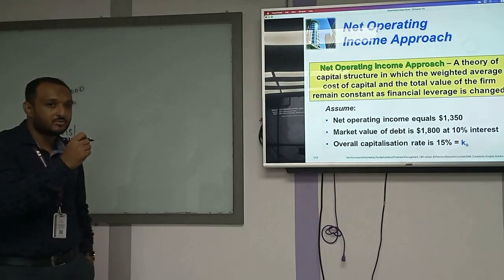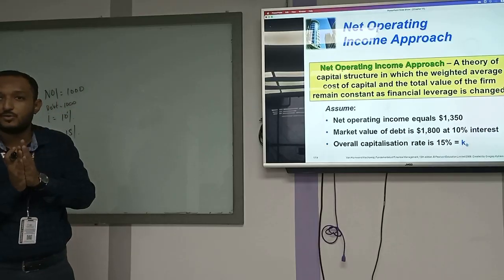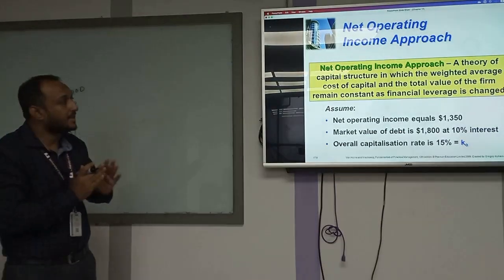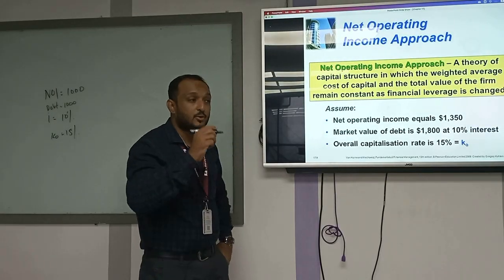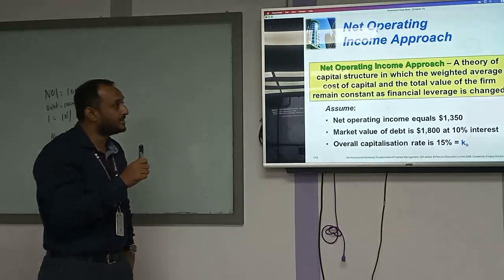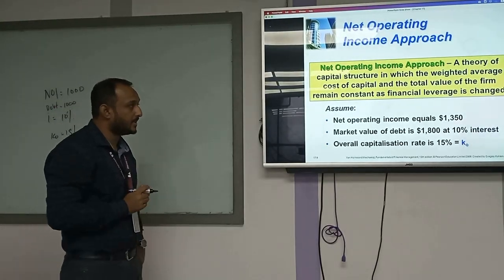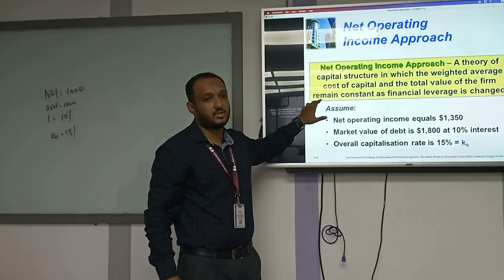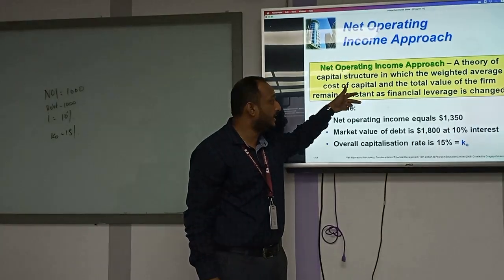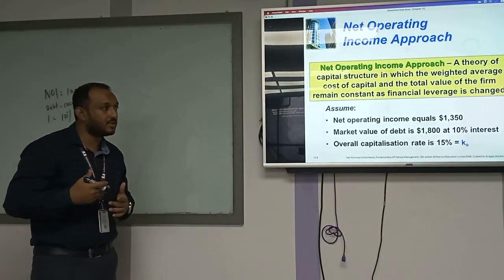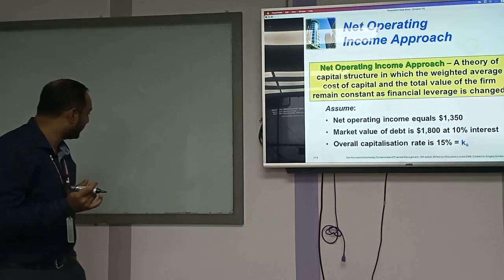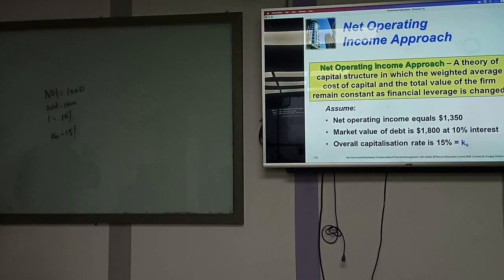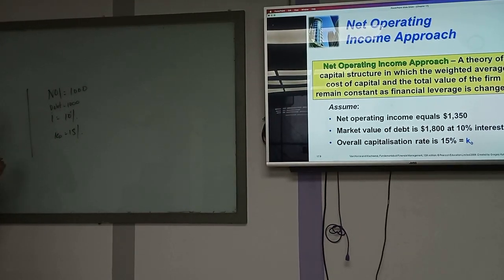Financial leverage was that ratio of debt and equity, and how changes in it affect my capital structure. Two things you have to remember are that the weighted average cost of capital and the total value of the firm remain constant. They will remain constant, but there will be changes in the financial leverage, and we will see how that is determined in the net operating income approach. Here it says NOI, which means net operating income.